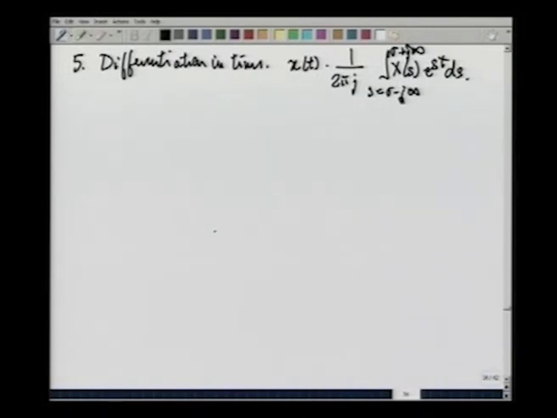Now, if we differentiate this with respect to time, the only thing that gets differentiated is e to the s t. So, you just get s X of s as the answer. That is to say that d by dt of x t will have a Laplace transform s X of s. Now, what do we expect to be the ROC of the new function if X of s had an ROC of R? What would be the ROC of s X of s?